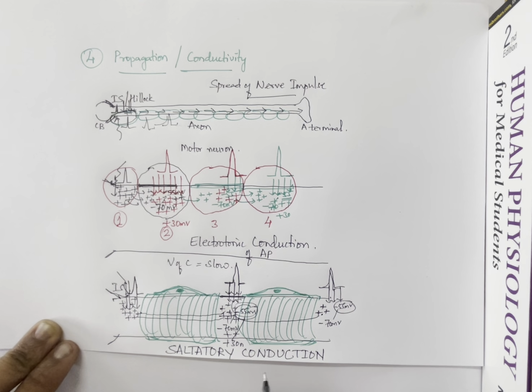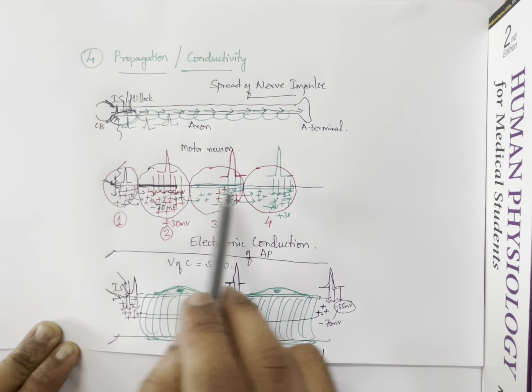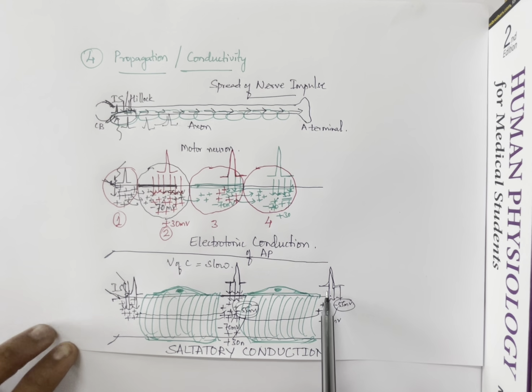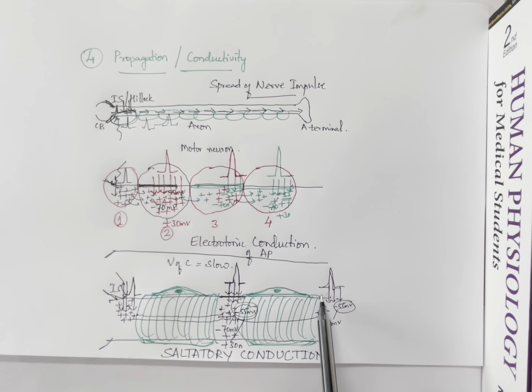Saltatory conduction. And velocity of conduction here, when compared to that of the above diagram, what is the velocity of conduction here? Velocity of conduction will be much faster here in case of myelinated nerve fibers because of jumping action potentials, and action potentials are only generated at the level of nodes of Ranvier. So this is about propagation of action potentials from the site of generation of action potential till the nerve terminals.